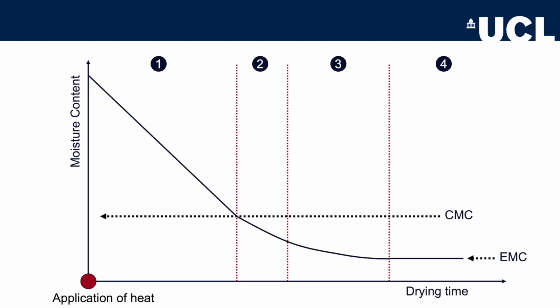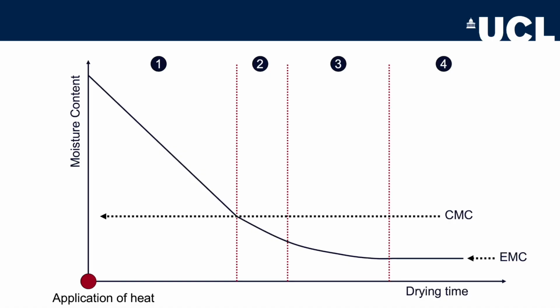In stage 3, the rate of water loss is still reducing, now because there is no water left on the surface of the material and all evaporation occurs from within capillaries directly. Eventually, once the water content of the material is in equilibrium with the surrounding atmosphere, evaporation stops, and the sample is at its equilibrium moisture content, shown by stage 4.